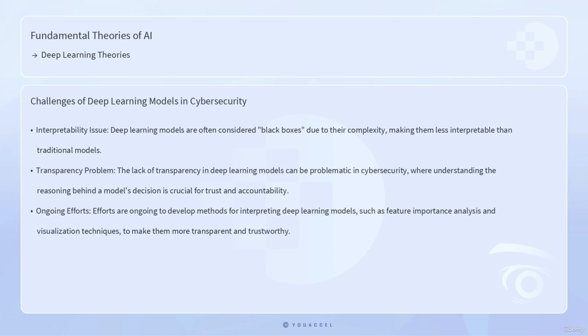Despite their advantages, deep learning models are not without limitations. One significant challenge is their interpretability. Unlike traditional machine learning models, deep learning models are often considered black boxes due to their complexity. This lack of transparency can be problematic in cybersecurity, where understanding the reasoning behind a model's decision is crucial for trust and accountability. Efforts are ongoing to develop methods for interpreting deep learning models, such as feature importance analysis and visualization techniques, to make them more transparent and trustworthy.